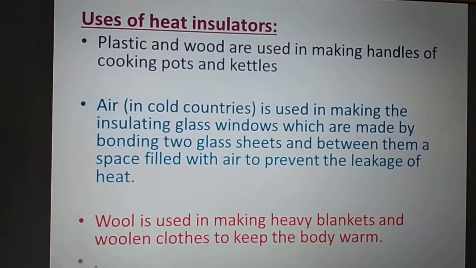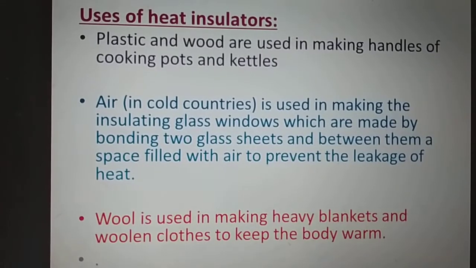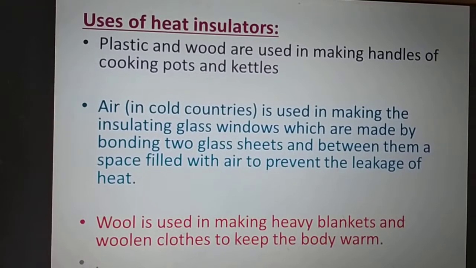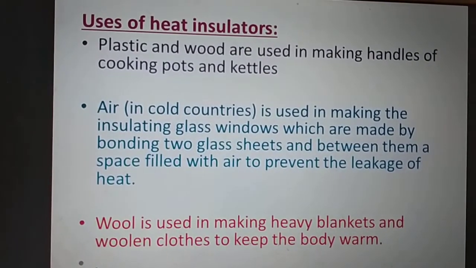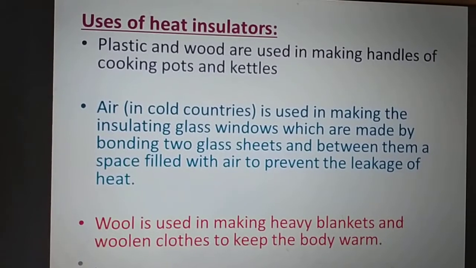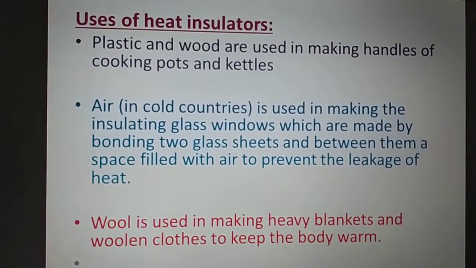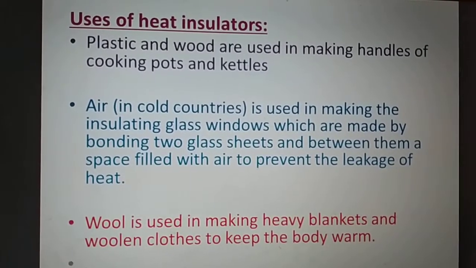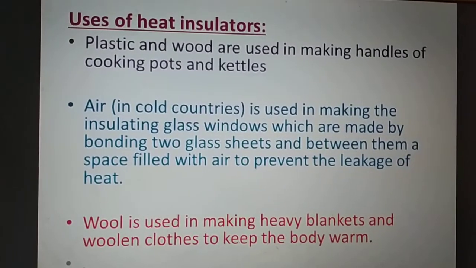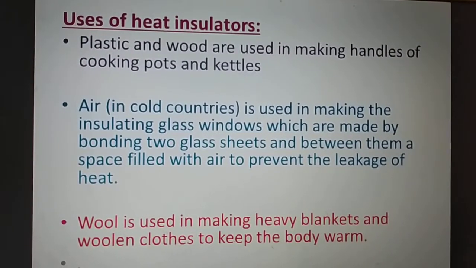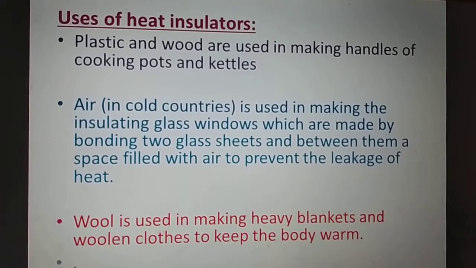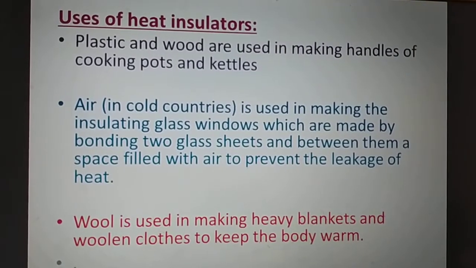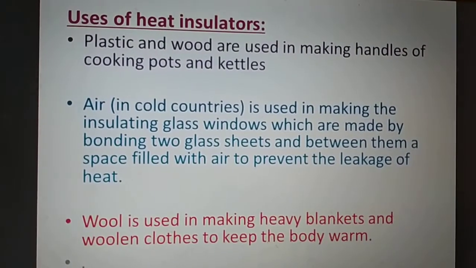Also, air is a bad conductor of heat. So it's used in cold countries in making insulating glass windows, which are made by bonding two glass sheets and leaving a space filled with air between them to prevent the leakage of heat. Also, wool is used as a bad conductor of heat in making heavy blankets and woolen clothes. So they are used in winter to prevent the leakage of heat and to keep the body warm.